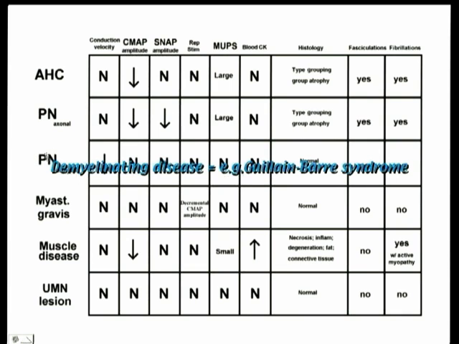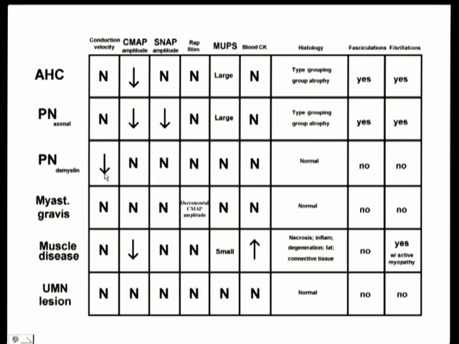In the case of the peripheral nerve where you just lose the myelin, now you're going to, even though those axons are alive and well, have a decrease in the conduction velocity. Since the axons are okay, your CMAP's going to be fine, your SNAP's going to be fine. Repetitive stimulation, again, the only time you get a decrement in that is in myasthenia gravis. And again, here your axons are okay. So when you stimulate, even though the myelin is dying, you're still going to have a normal CMAP.